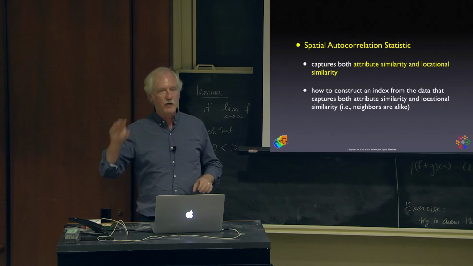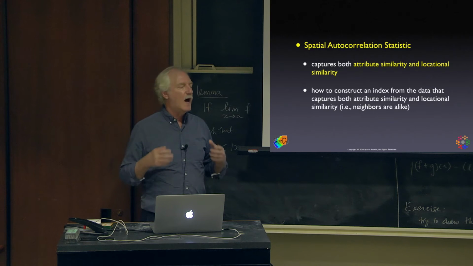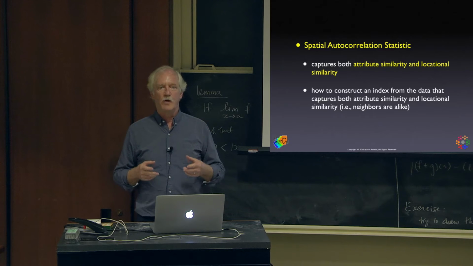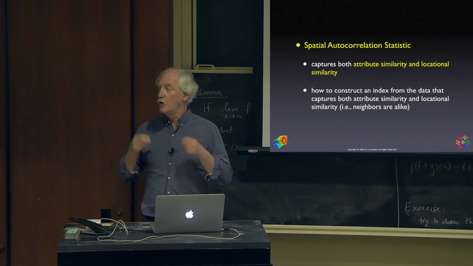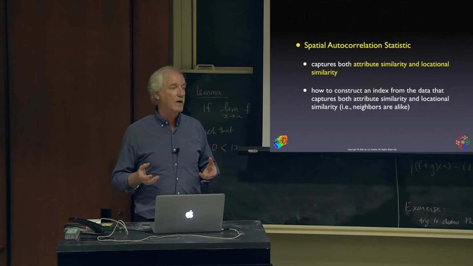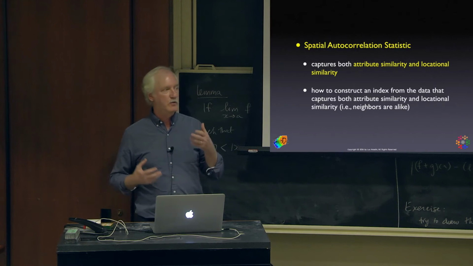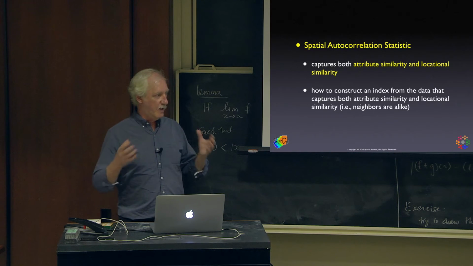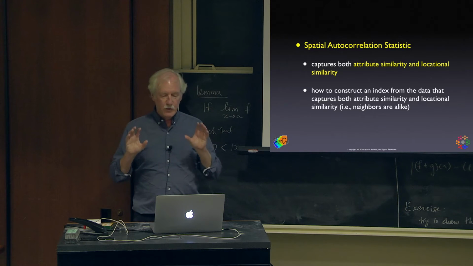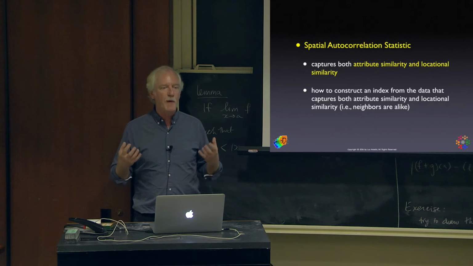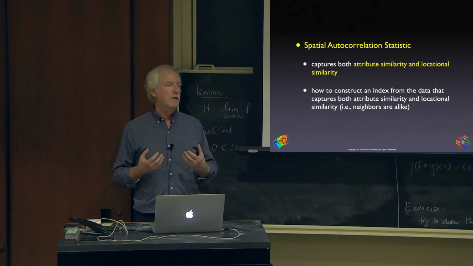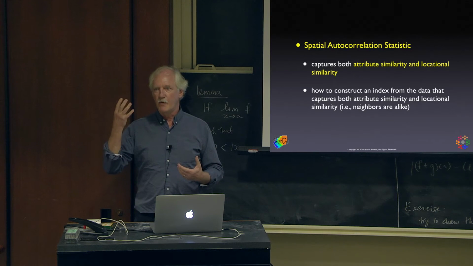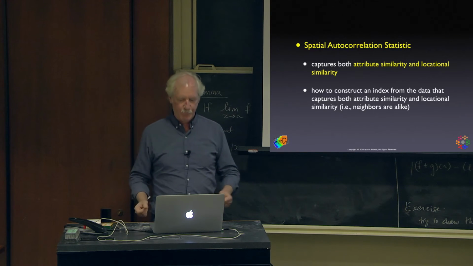But that's not enough, because the other part is locational similarity. So in other words, how do we formally define whether two observations are neighbors, are quote-unquote close? How do we define that, right? Do we use a geographic criterion? Do we use a social network criterion? Do we use some other kind of metric to define whether they're close? So the spatial autocorrelation statistic then will combine these two aspects. It will combine a measure of attribute similarity with a measure of locational similarity. Okay?